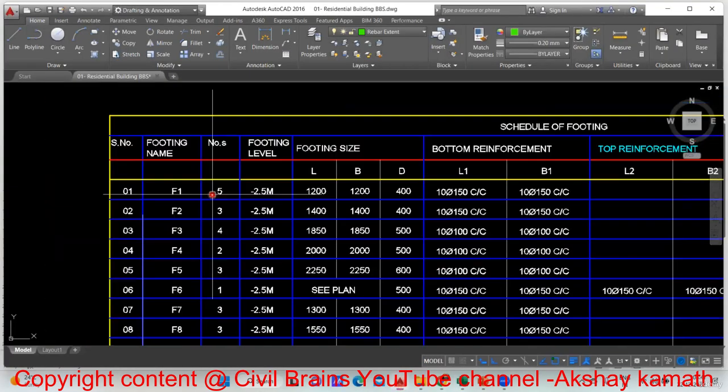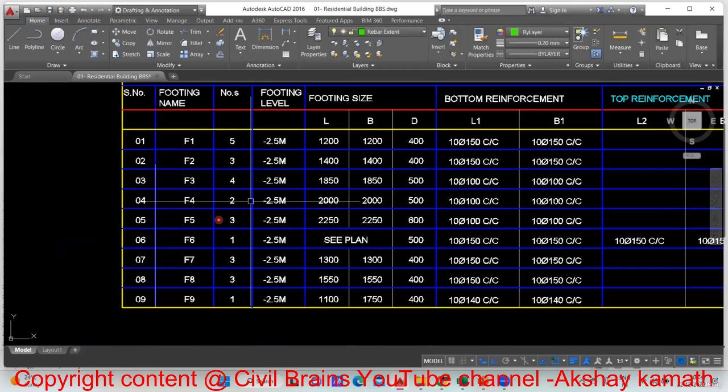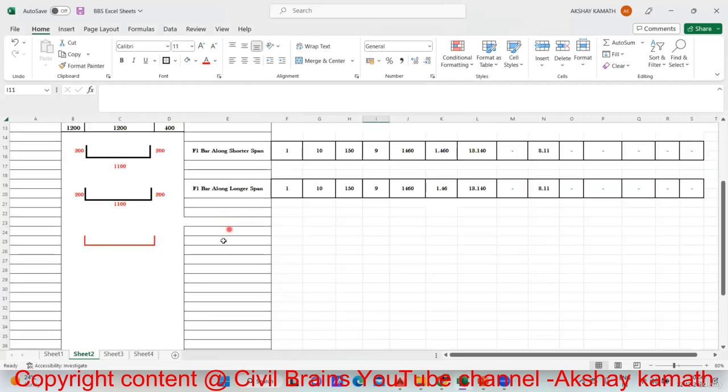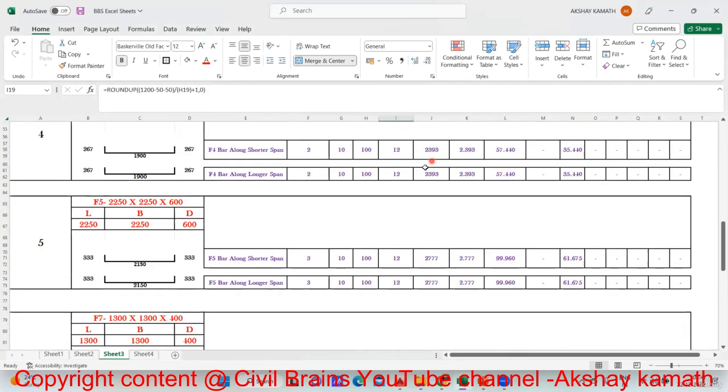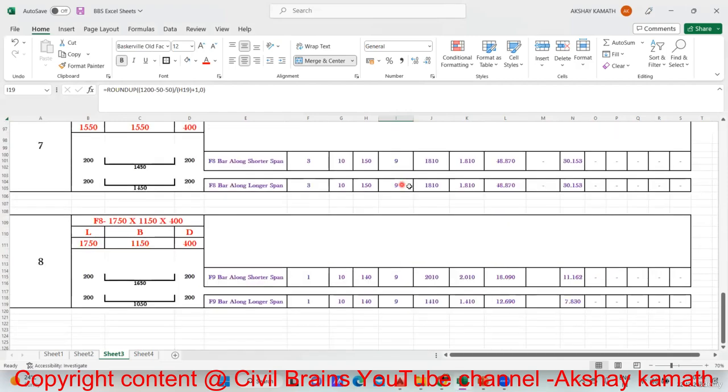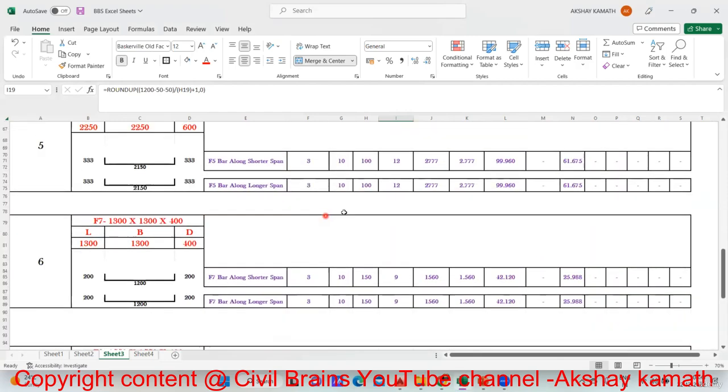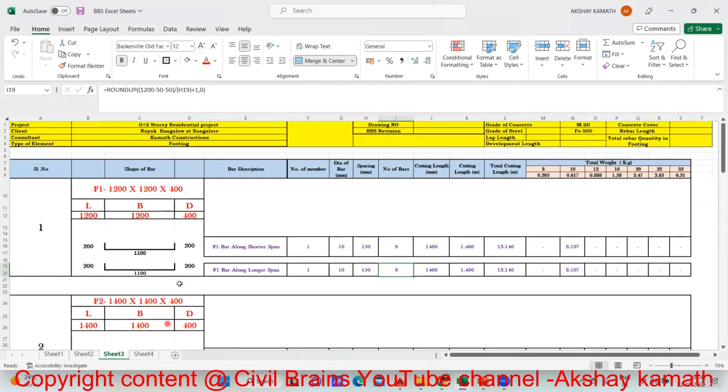Similarly, I'm supposed to do it for F2, F3, F4, F5, all the footings. So the method remains the same. But anyhow, in the next 2-3 lectures, I'll be taking up all those things because I've already prepared the Excel sheet and kept it. Here I'll explain all these things so that you will have a good understanding of the bar bending schedule. Try to practice it.